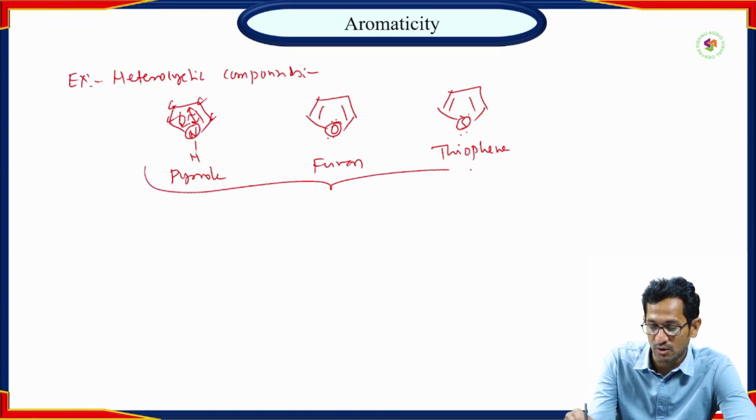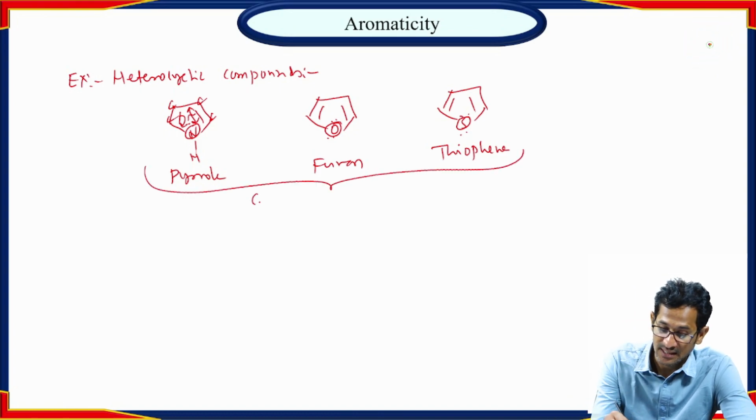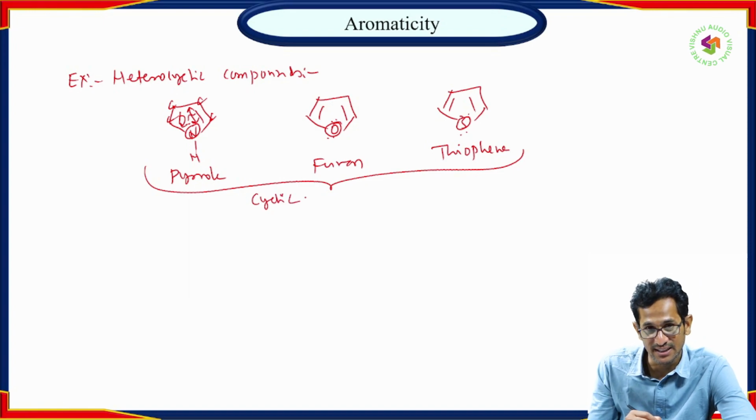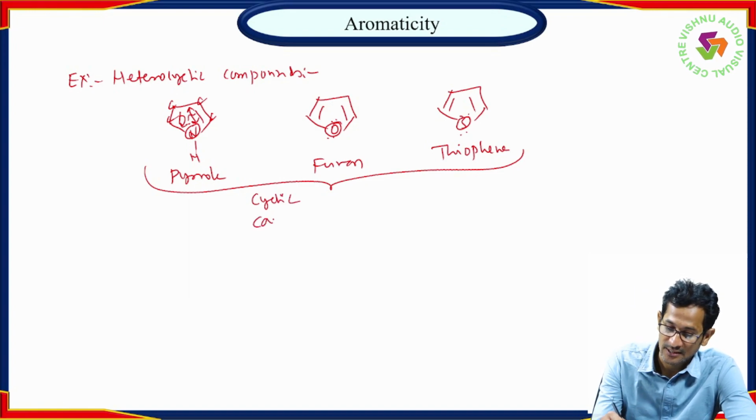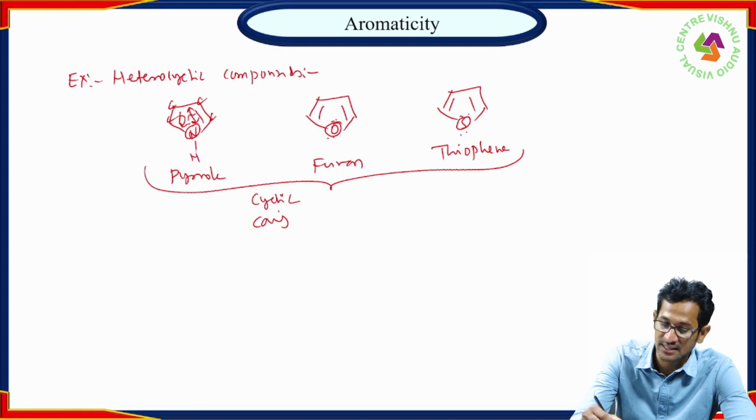So therefore, for all these 3 molecules, condition number 1 is cyclic. Condition number 2 is conjugation, because conjugation is there. See here, this double.